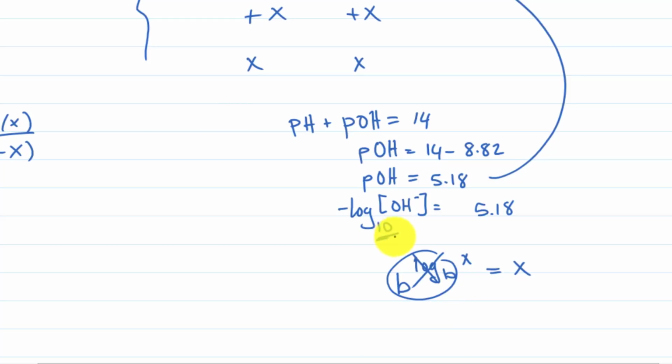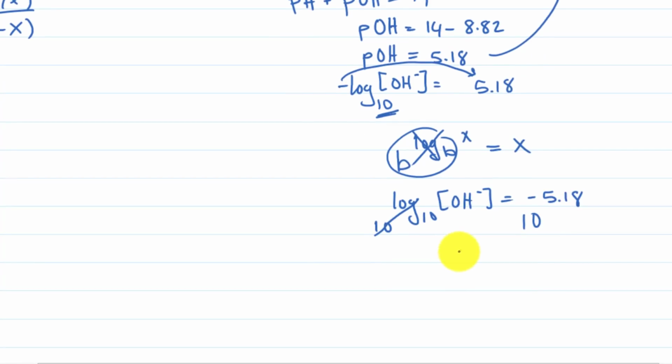So in this case, if this is our base 10, can we just take 10 to the power? But before we do that, we need to bring this negative over here, okay? So we have log base 10 of OH minus equal to negative 5.18. And then we take 10 to the power of this, and the 10 to the power of that just cancel each other out and give us our concentration: OH minus equals 10 to the power of negative 5.18. And of course, we can plug this into a calculator. We have 6.61 times 10 to the power of negative 6 right there.